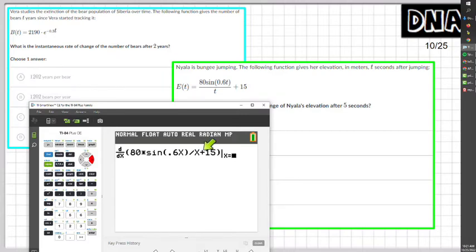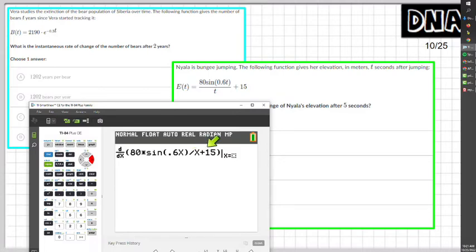Alex just asked, will plus 15 be on the denominator with the t? And the answer is no, because the calculator will follow the order of operations. It will do the division first and then the addition. Now, if this makes you nervous, you can put parentheses around this whole fraction if you want to.